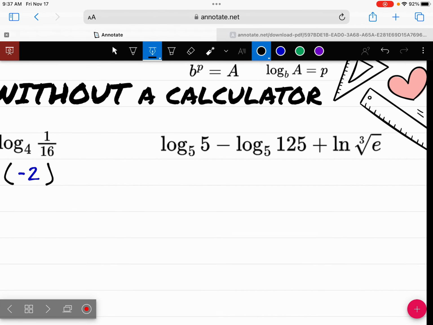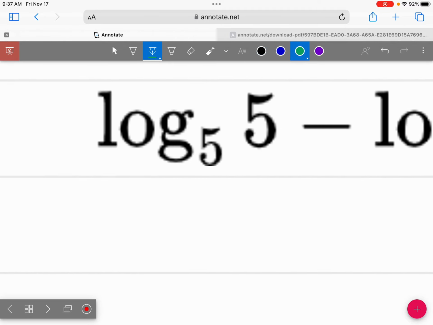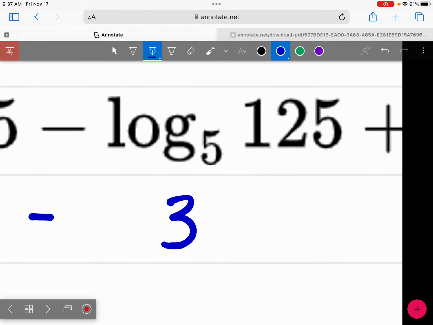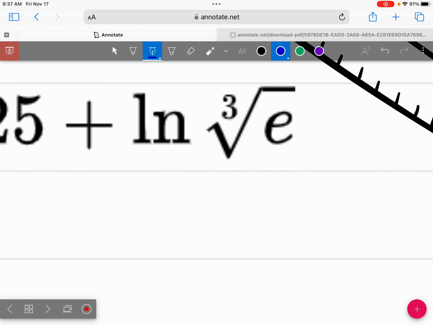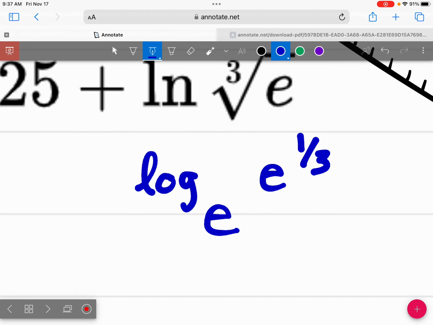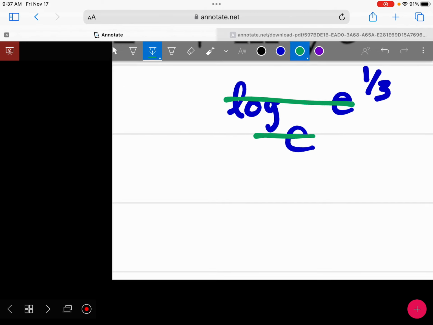This one's a little grosser. Log base 5 of 5 is 1 minus 3. Hard one. So this is log base e of e to the 1/3. So yeah, our log base e of e, that piece cancels out. So it's just 1/3.